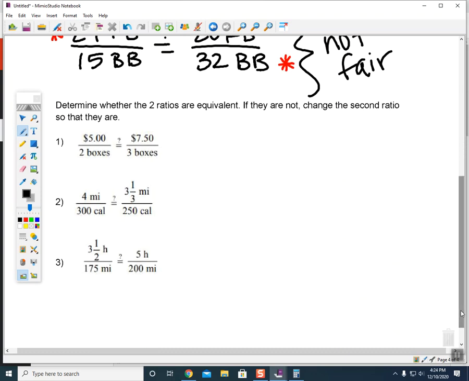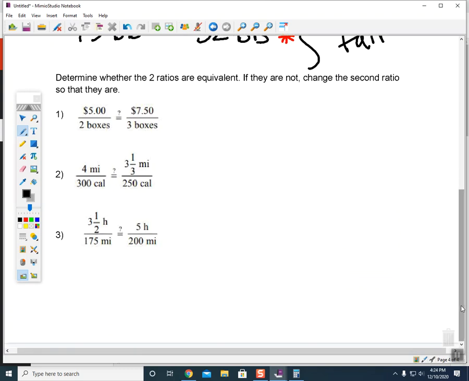Okay? Awesome. Just a few more, and then we'll be done with this. So, I want to know whether or not these two ratios are equivalent, and if they're not, I'm going to change them so that they are. Okay? So, let's look at the first one.